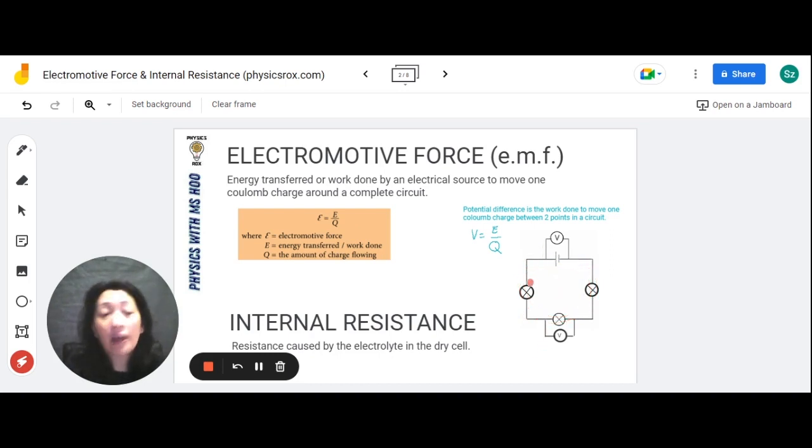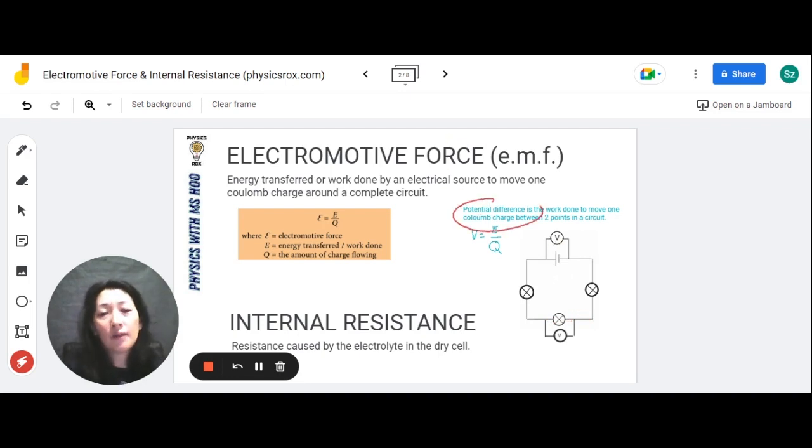Potential difference, on the other hand, refers to the work done to move 1 coulomb charge between 2 points in a circuit only. For example, if we want to look at this light bulb with this voltmeter, then the potential difference referred to is the work done to move the 1 coulomb charge between these 2 points only.